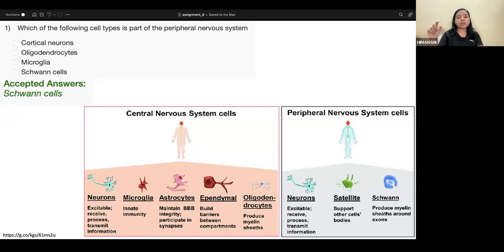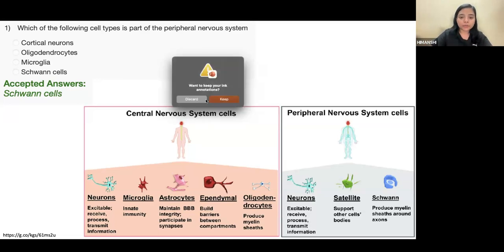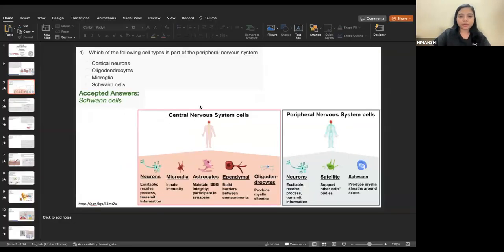What was the purpose of myelin? It was to increase the transmission rate, right? And there were nodes of Ranvier, then there was saltatory conduction of the action potential, right? All that information was discussed in the previous week. So if you are not able to remember those things, I recommend you please go and watch the previous week's lecture.